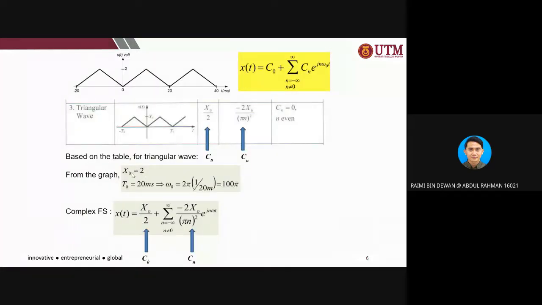So from the graph, your amplitude is 2 and your T naught is 20 milliseconds. You know that omega is equal to 2 pi f and f is equal to 1 over T. So you have 1 over 20 milliseconds, so you will have 100 pi. So this is from the graph, and this is the complex Fourier series that you try to relate. Your C naught is x0 over 2, given by the table for the equation of the triangular wave. Then you modify your Cn. Your Cn is negative 2x0 over pi n squared, e to the j n pi omega t. So you will have this Cn and this C0.